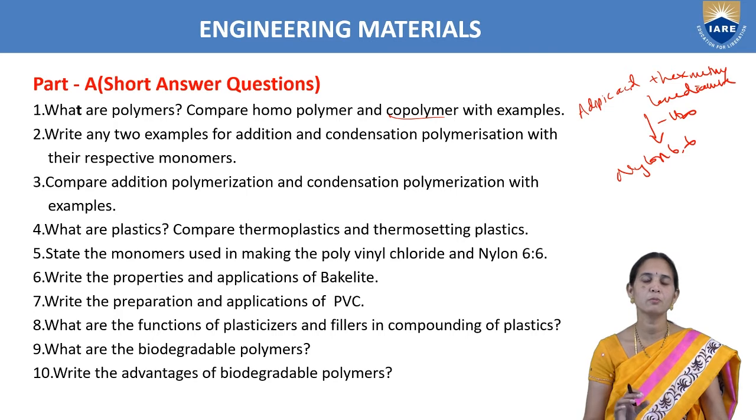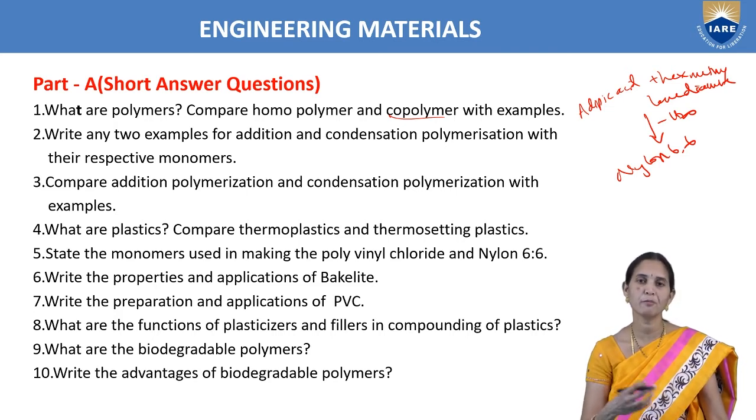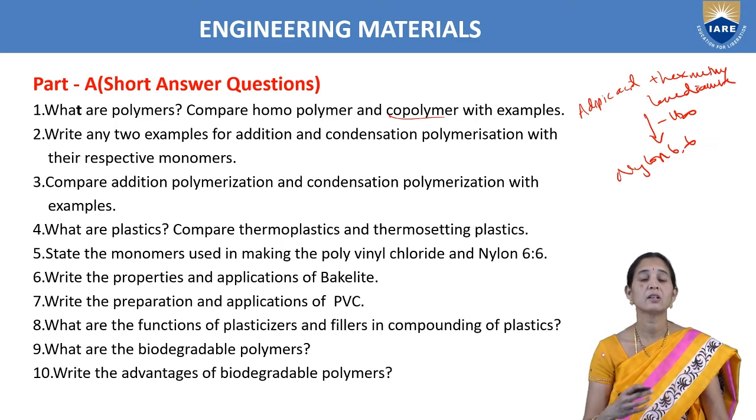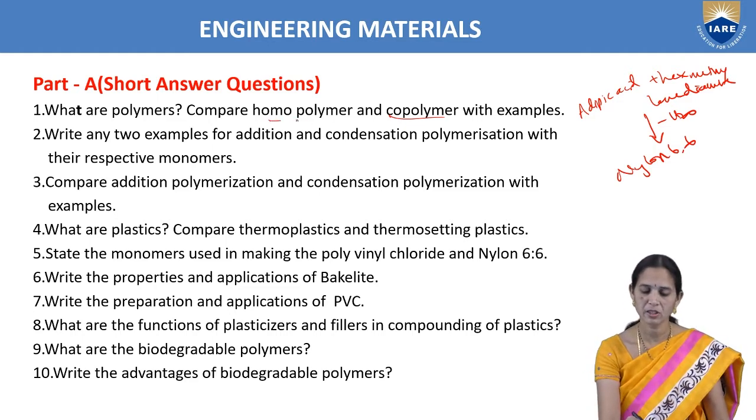So, compare homopolymer and copolymer. Homopolymer means the same kind of monomers, the same type of molecules. Copolymer means a different type of monomers, and we prepare the polymer from them. For homopolymer, we can take the example polyethylene.